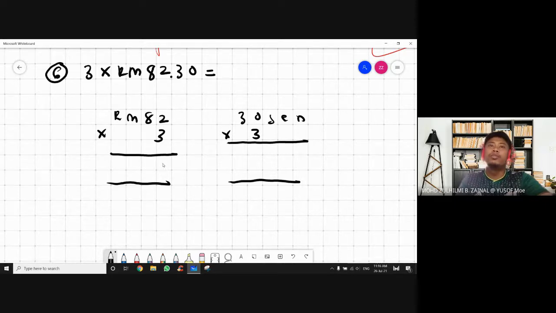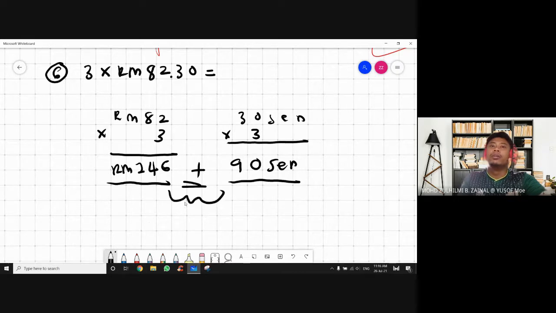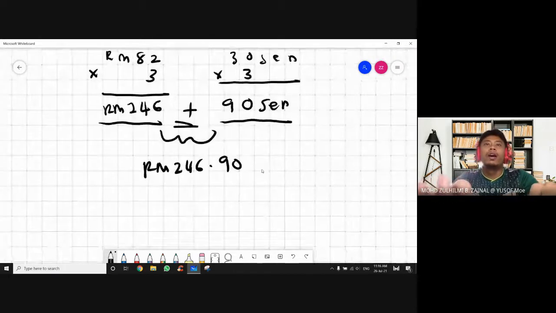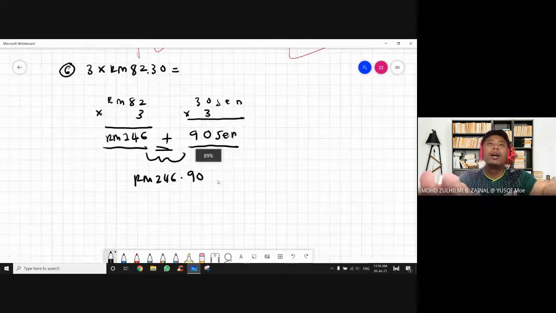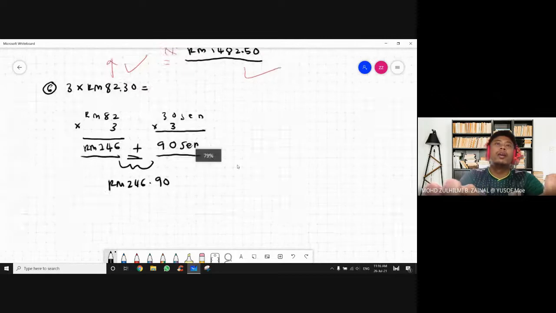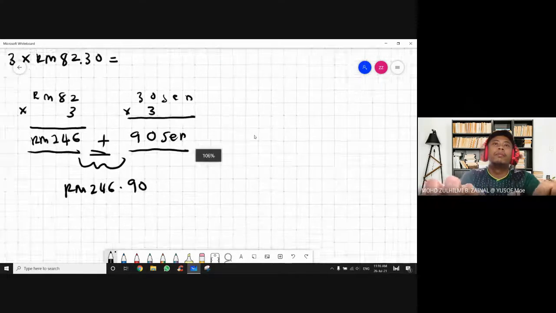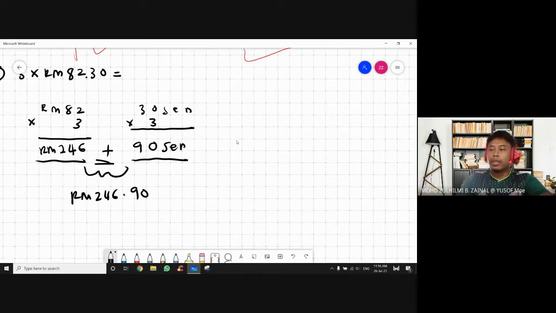So times 3. 3 times 2, 6. 8 times 3, berapa? 246 ringgit. Kalau macam ni lah, sen 90. Ataupun merge je lah. Sambung je. The answer should be RM246.90. Macam ni boleh. Kalau kamu faham macam ni boleh lah. Tapi kalau tak faham, there will always be another method. Ini susah punya cara. Jangan ikut.